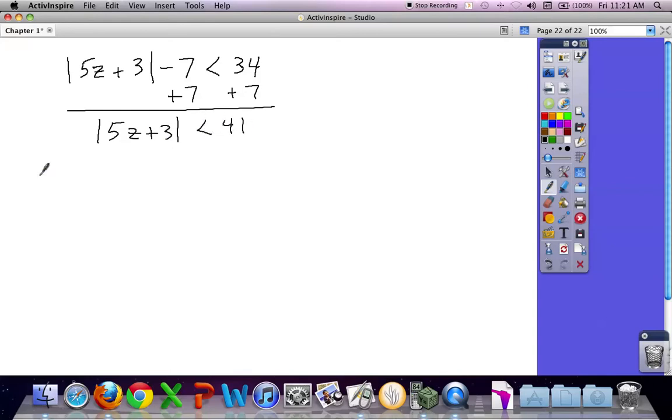Okay. Now, these are the steps to break down an absolute value less than, and it's different than the absolute value greater than. You could try to deal with it like you do an absolute value greater than, but it's not my recommendation. So we're saying whatever is in this expression, in the absolute values here, must be less than 41, which means on the number line, it must be to the left of 41.